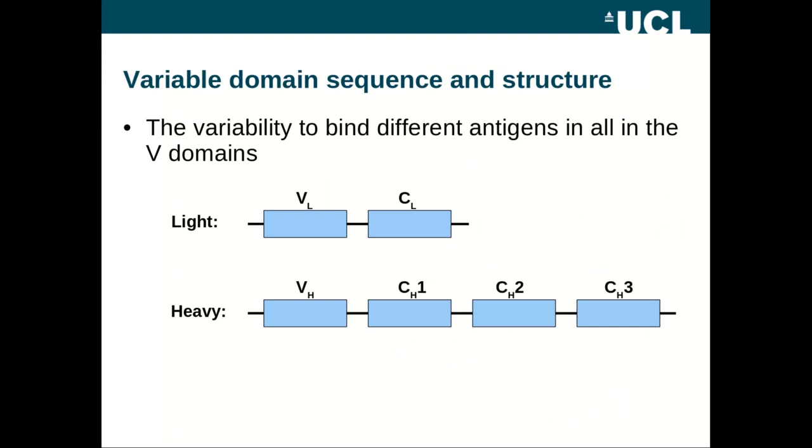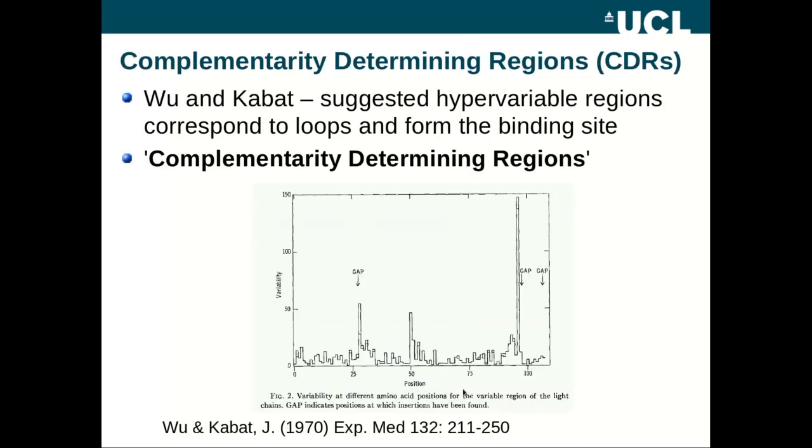So what we're referring to here is just the variable domains in the VL and the VH in the light chain and the heavy chain. Those are the bits that involve antigen binding. The constant domains, in particular CH2 and CH3, are the ones that are involved in these downstream effects. So back in 1970, two scientists, Wu and Kabat, collected as many antibody sequences as they could get their hands on. Now, sequencing at that time was largely protein sequencing. It was slow and laborious, so they didn't have a huge number of these. But what they did was to align them with one another, and they produced this plot which they called a variability plot.